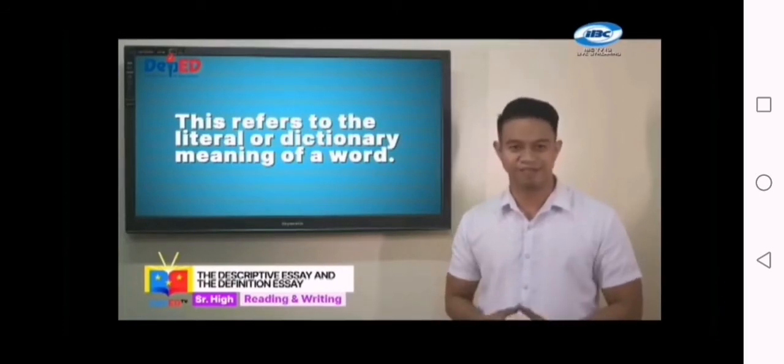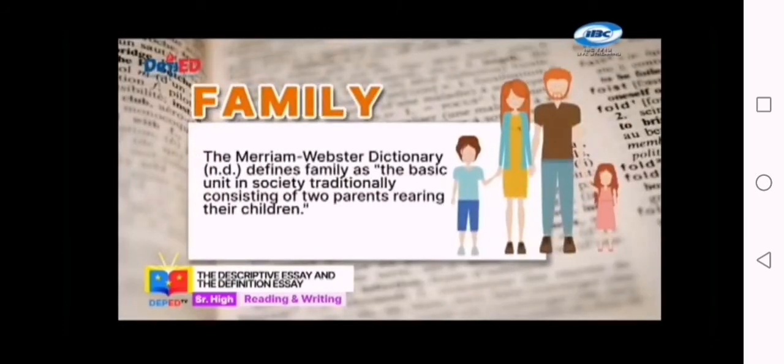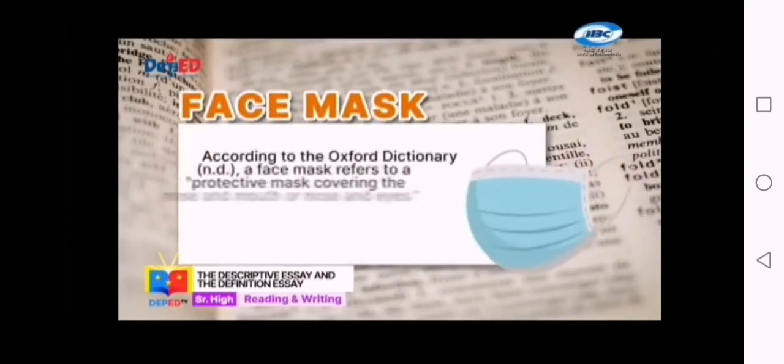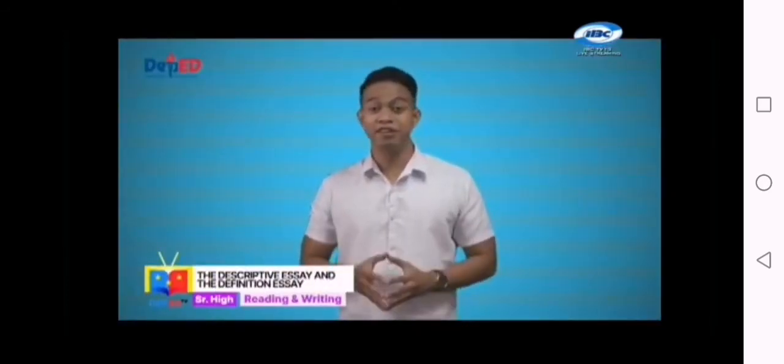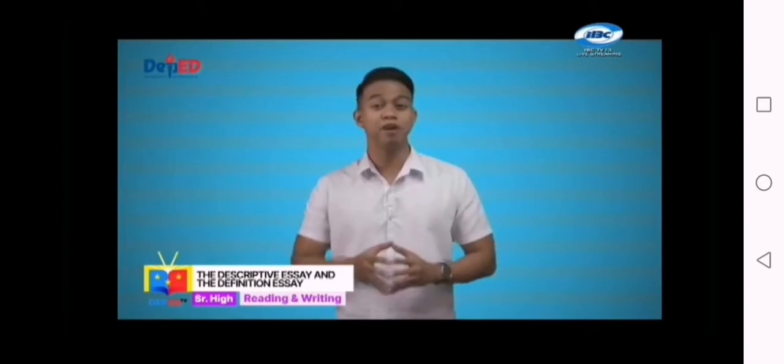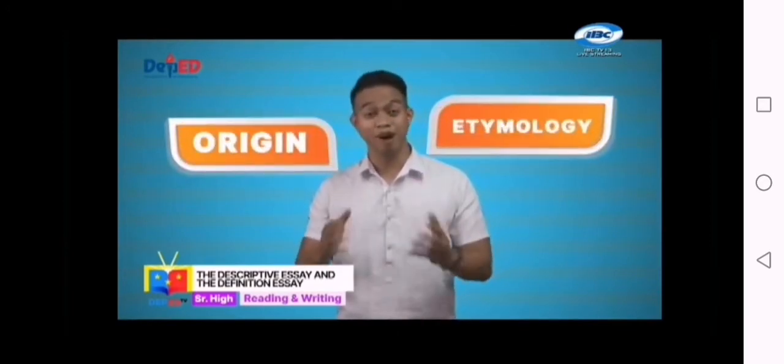Let's define these terms. The Merriam-Webster dictionary defines family as the basic unit in society, traditionally consisting of two parents rearing their children. Let's now look up the dictionary meaning of face mask. According to the Oxford Dictionary, a face mask refers to a protective mask covering the nose and mouth or nose and eyes.